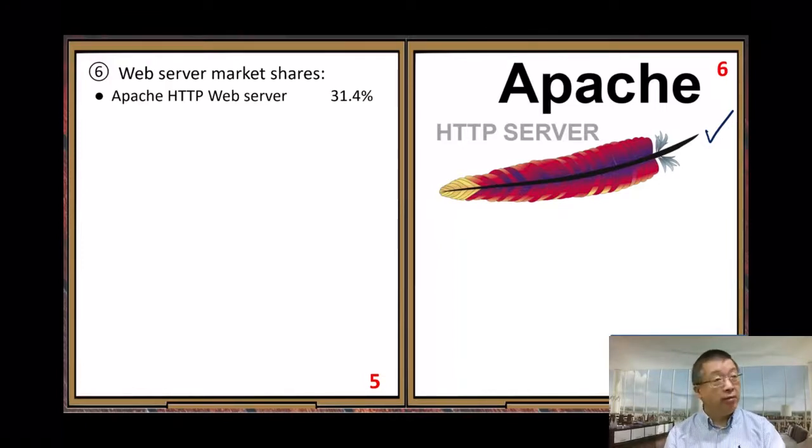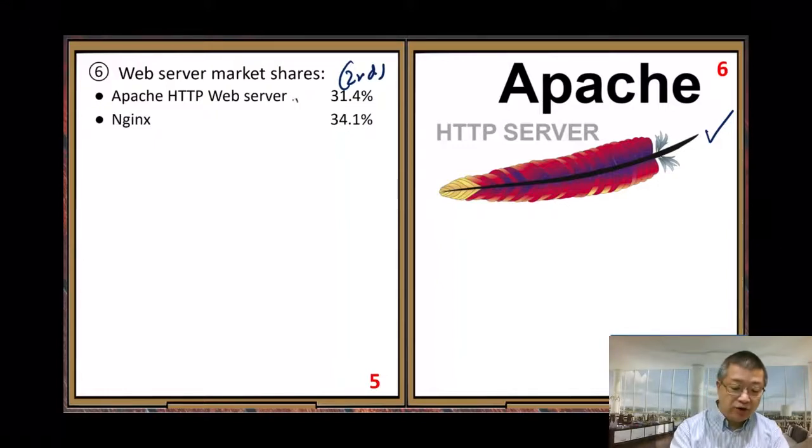That was pretty significant in the market, the first place. But this year, it becomes the second place. The first place is this one, Nginx. You may not have heard of it, but it is currently first in market share, at 34%.